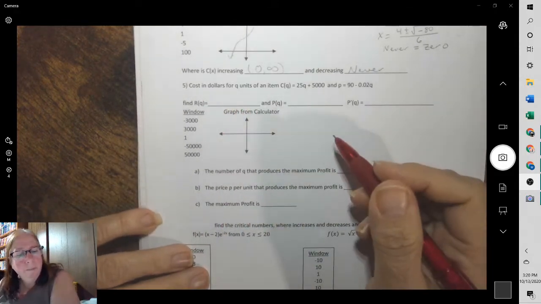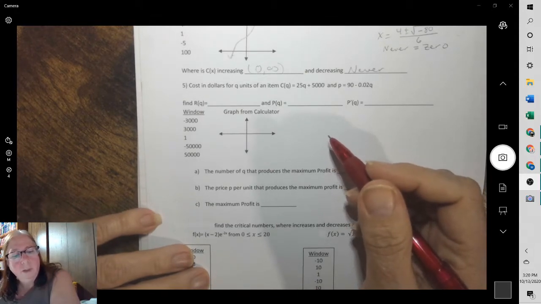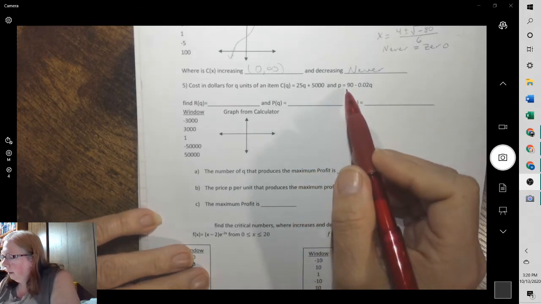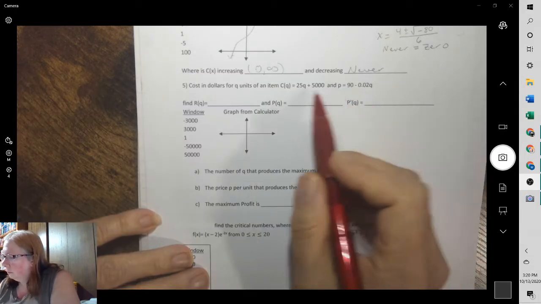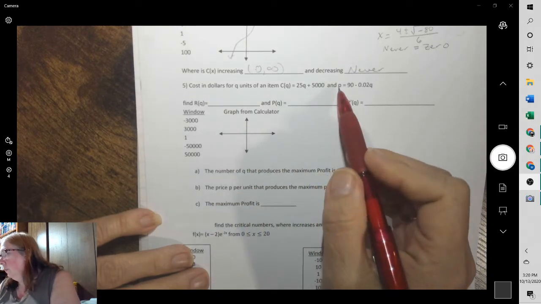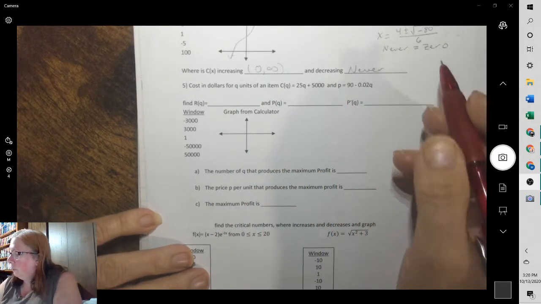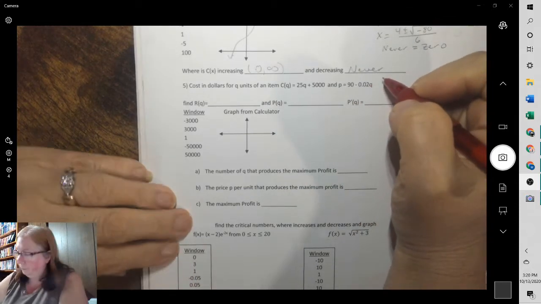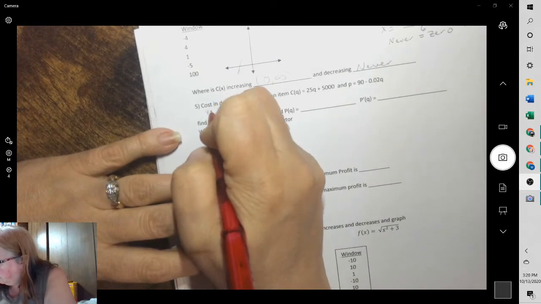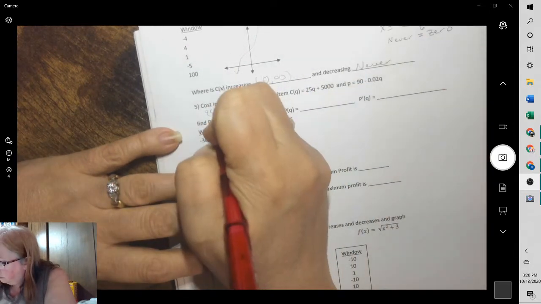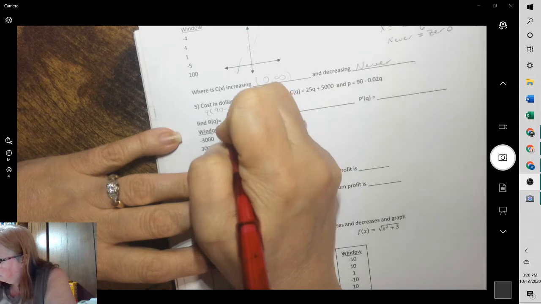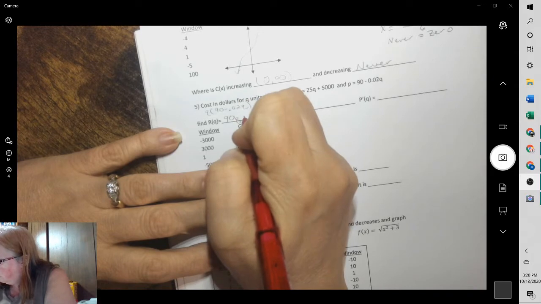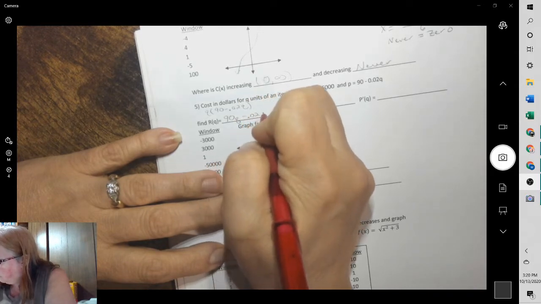I numbered it. The cost in dollars for Q units of an item is this, and P is the price. So first thing we need to do: we don't have revenue, so we need to find revenue. Remember that revenue is price times Q. So we need to take Q times 90 minus 0.02Q, which gives us 90Q minus 0.02Q squared.